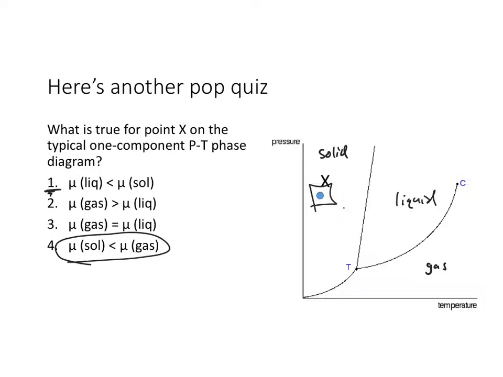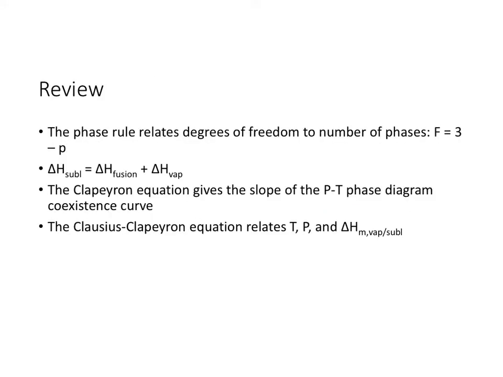In order for number one to be true, we would have to be somewhere in the liquid phase, like, I don't know, maybe somewhere right over there. In order for this to be true, again, we'd have to be somewhere in the liquid phase. And then in order for number three to be true, we'd have to be somewhere on the gas-liquid coexistence curve. So somewhere along that line. So the only correct answer is 4.